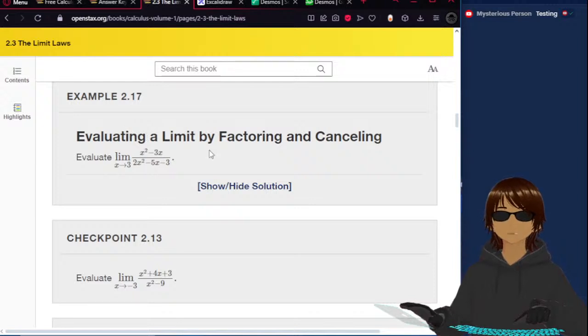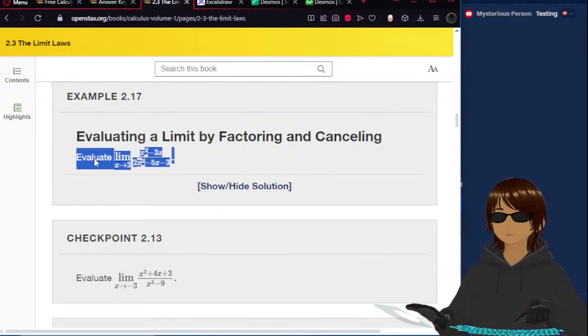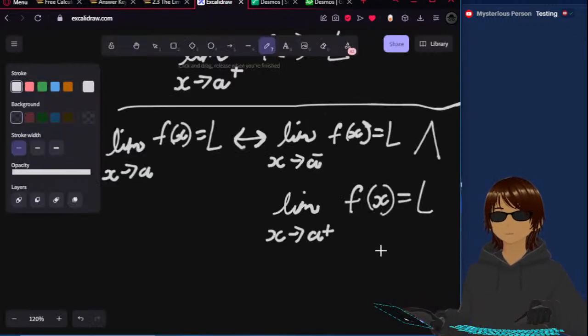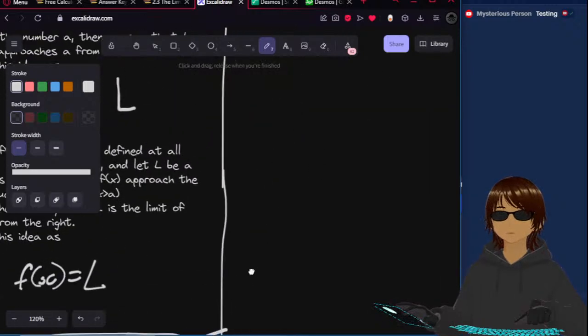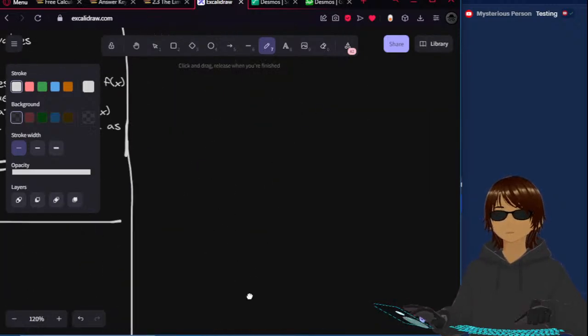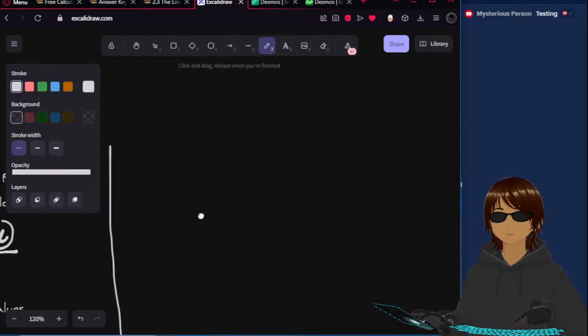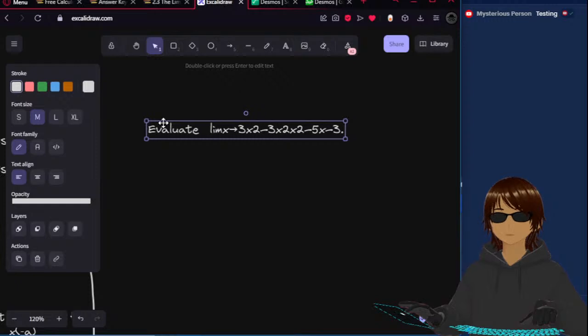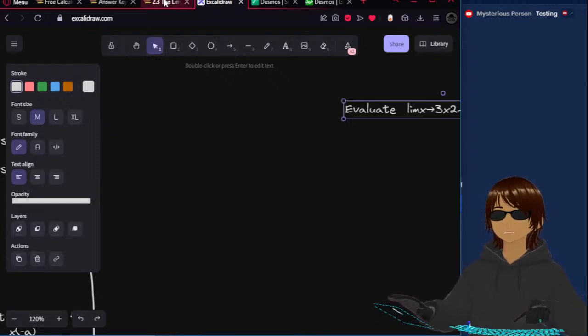Evaluating a limit by factoring and cancelling. Let me see if this works over here. Nope, it's not copied properly.